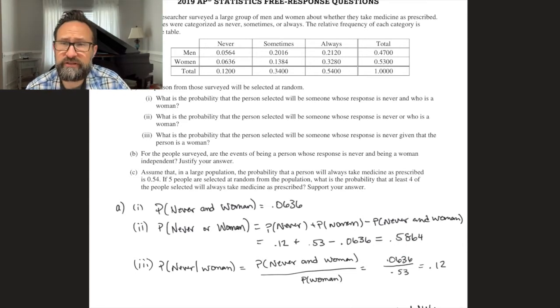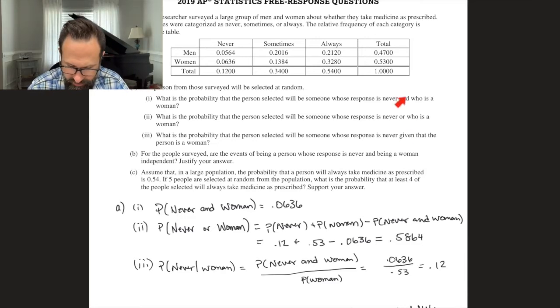In part 3, they ask you to do conditional probability. So I had to do the probability of the 2 things together, A and B, divided by the condition. In this case, it was never and woman, which we did to start with. That was 0.0636. Then divide by the condition they're looking at, which is the probability of being a woman. We looked that up and it would have been 0.53. Divide those 2 and you get 0.12. So the probability that you never take it, given that you're a woman, is 12%.